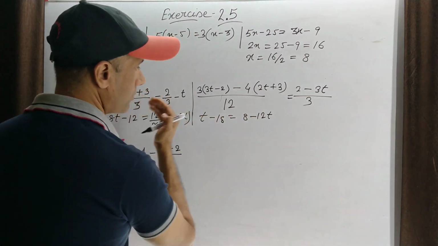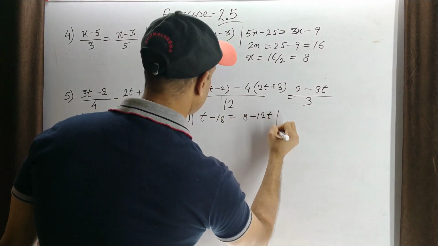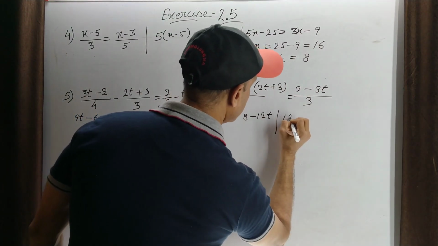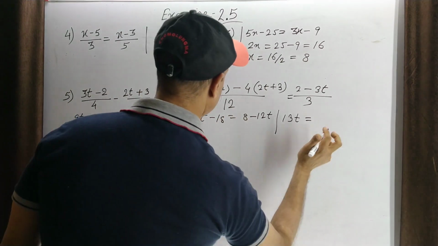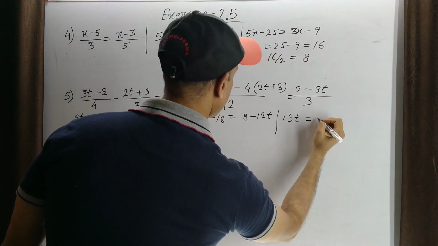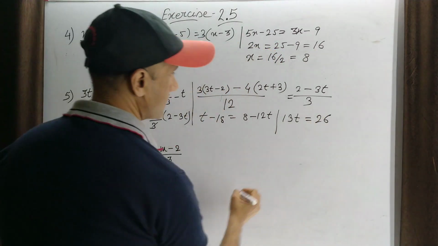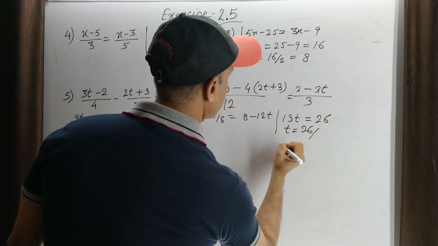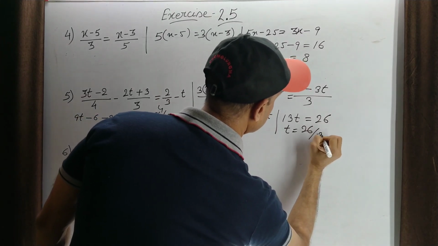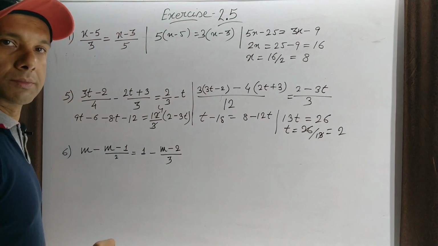Let's move, this becomes t plus 12t, so we get the value as 13t is equal to, this 18 becomes plus, so we get 26. So t is equal to 26 divided by 13 is equal to 2. Clear?